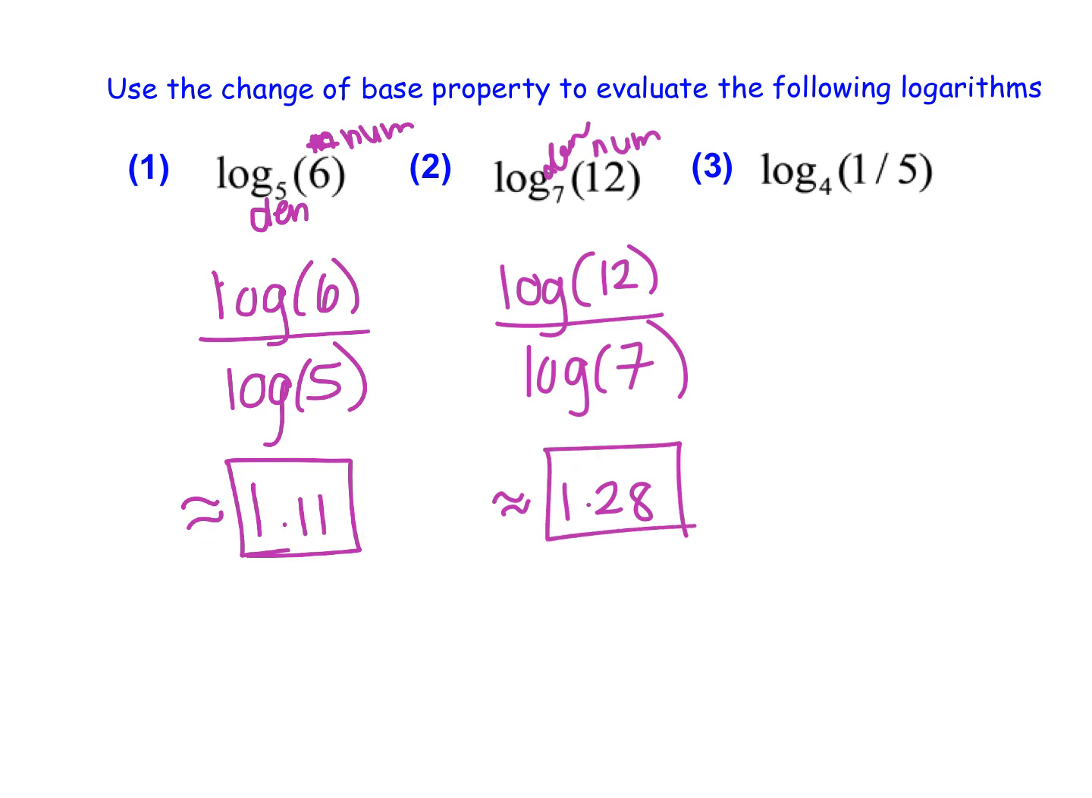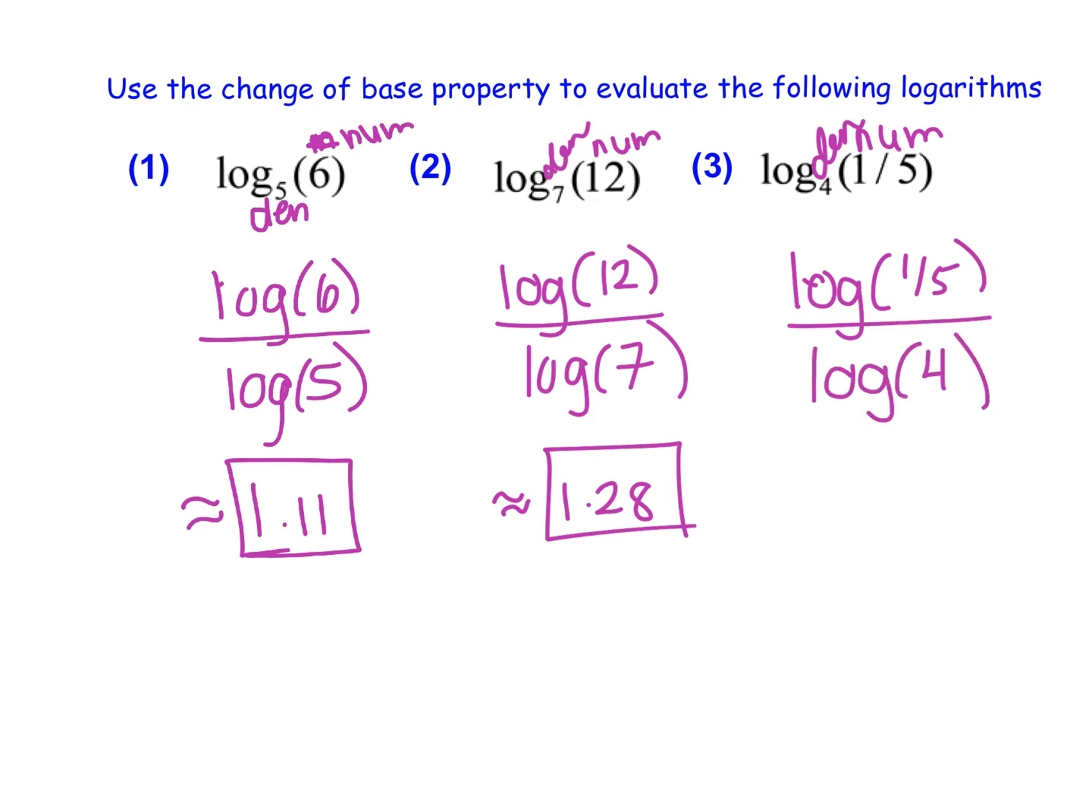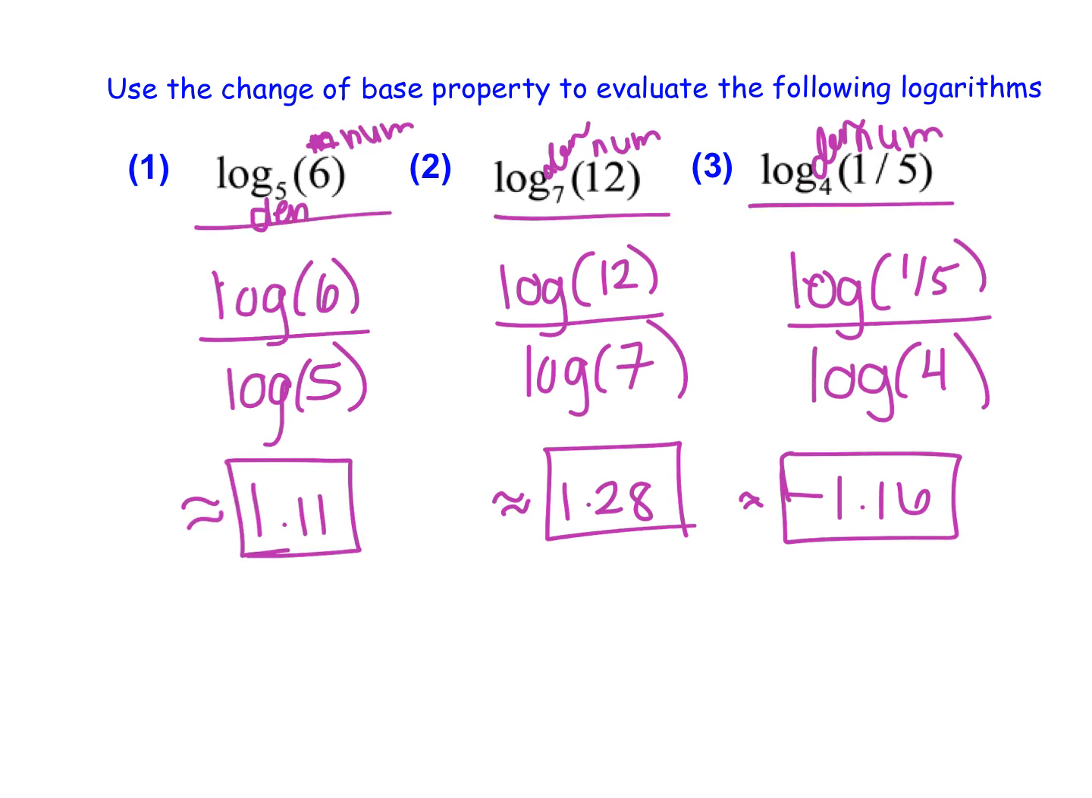And then this last one here, remember, this goes in the numerator, this goes in the denominator. So we have log of 1/5 divided by log of 4. So log of 1/5, close parenthesis, divided by log of 4. And that's approximately negative 1.16. So it's a super easy formula to use and allows us to evaluate any log.